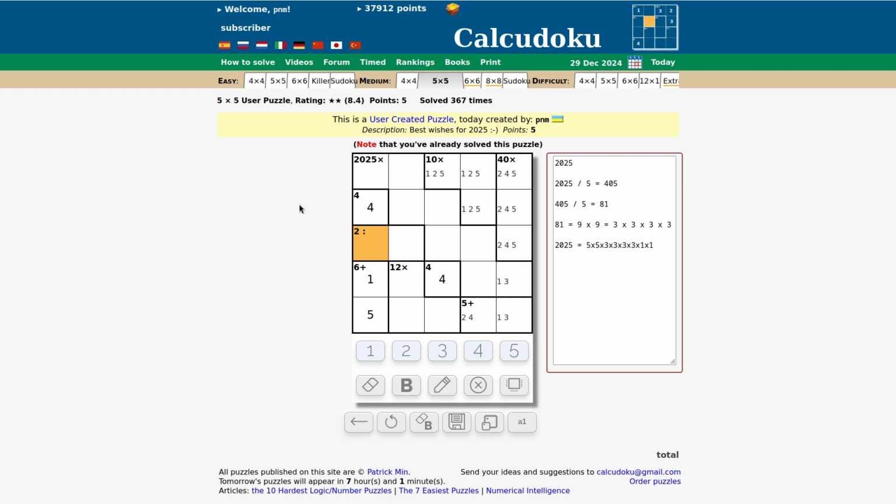This leaves a 2 and a 3 in the leftmost column, but obviously the 2 is not a factor of 2025, so the 3 goes here and the 2 goes here. This then means that this is a 1 or a 4, right? 2 divided by 1 or 4 divided by 2.